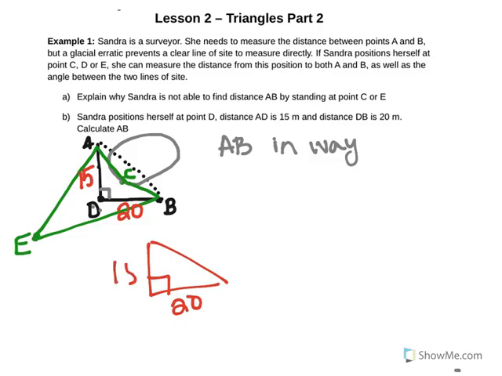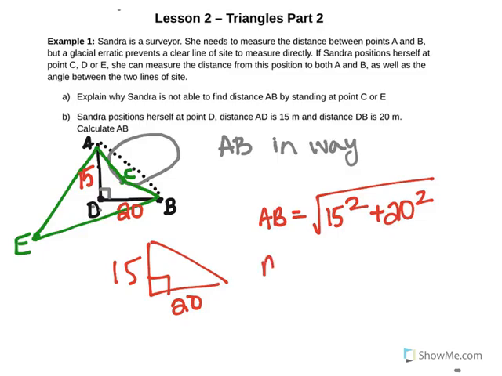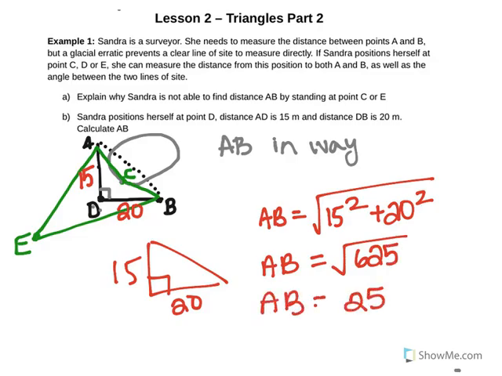20, 15. So the distance between A to B is going to be the square root of 15 squared plus 20 squared, which is the square root of 625, if you type that into your calculator. So it's actually going to be 25 meters across.